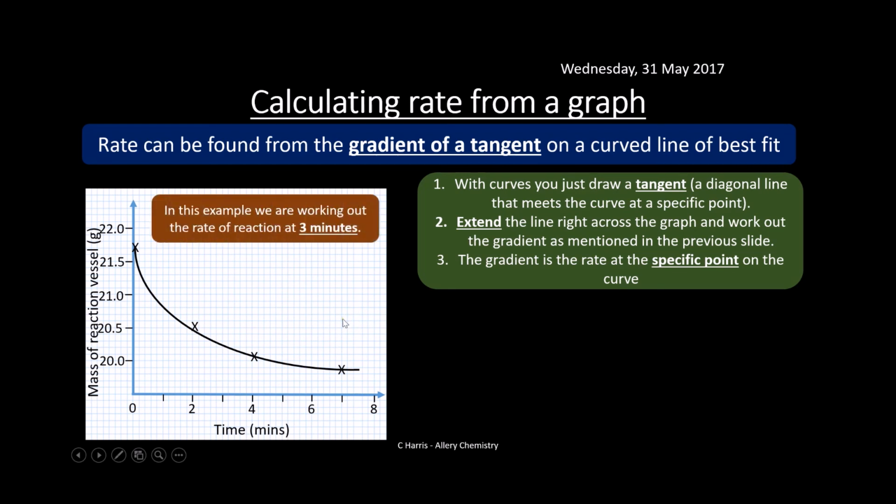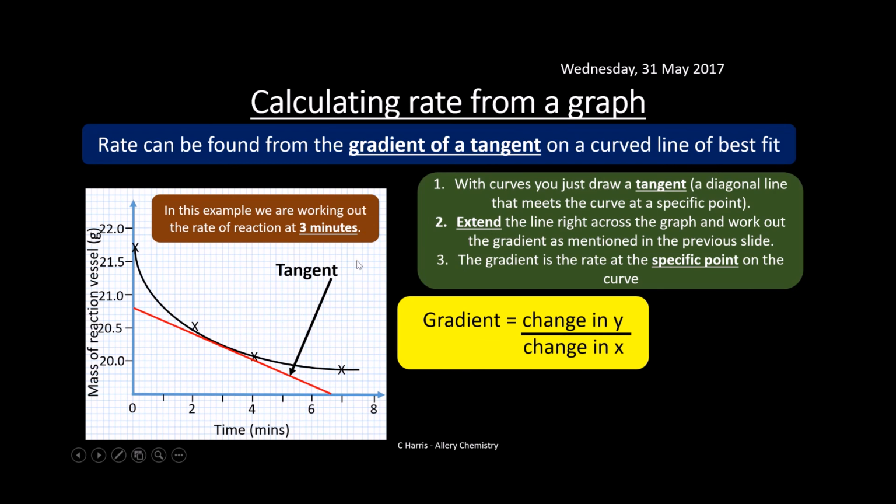And the gradient is basically telling you the rate at a very specific point on this curve. So let's say we're going to work out the rate of reaction at 3 minutes. So there's 3 minutes there. So we're going to put a tangent that just hits at that point there. So let's have a look. There it is. Okay, tangent just hits across there. We can see we've extended it right across the graph, and that's the tangent that we're going to be using.